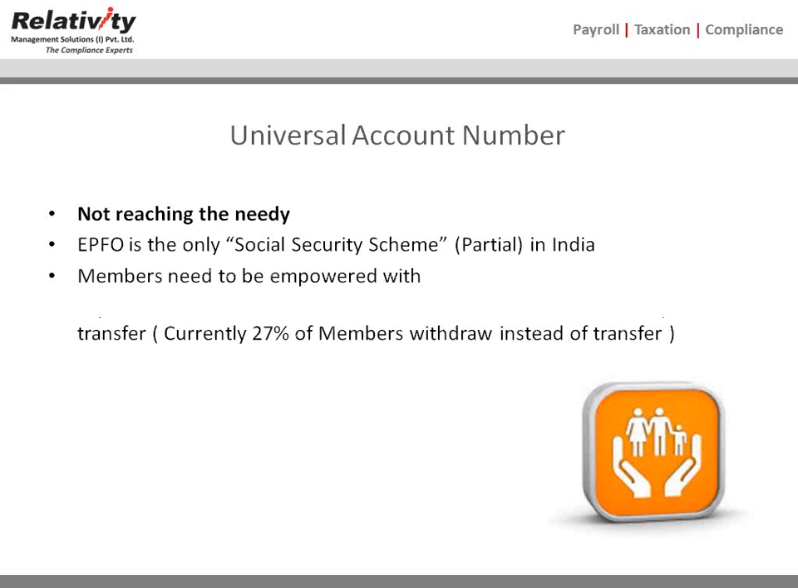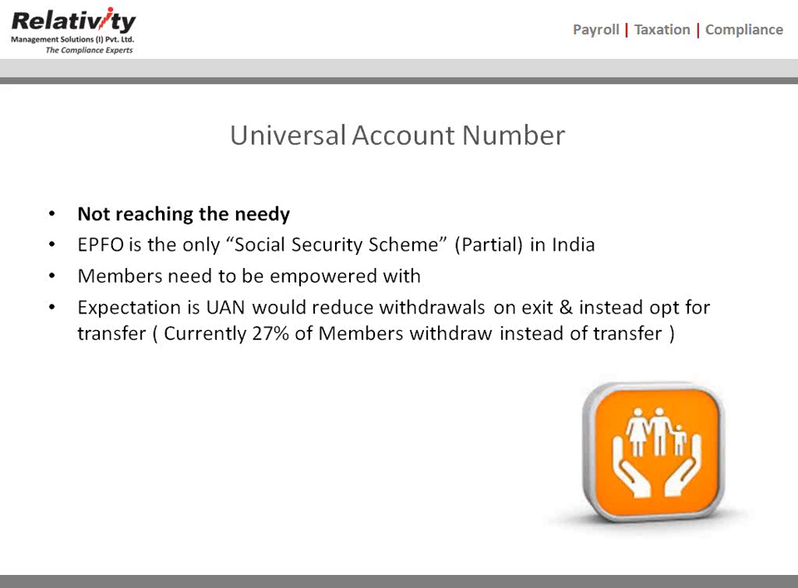The expectation is that UAN would reduce withdrawals on exits, currently at a 27% exit withdrawal rate. Though the individual has joined another company, he does not wish to transfer his proceeds to the new company, he wishes to withdraw it. So the very purpose of a social security scheme, when he is going to retire, fails if he continues to withdraw every time he changes employment. There are 27% of members who withdraw instead of transfer, and the introduction of UAN may, I believe, reduce this percentage.